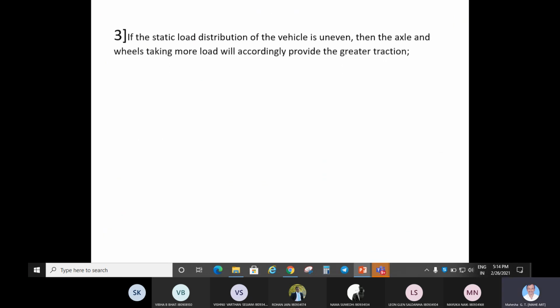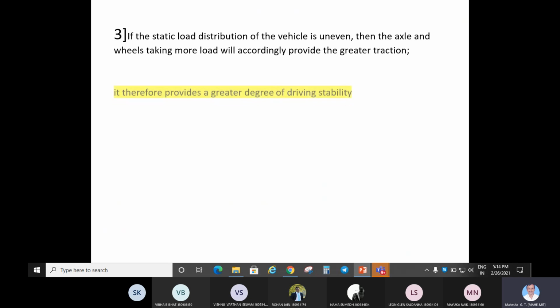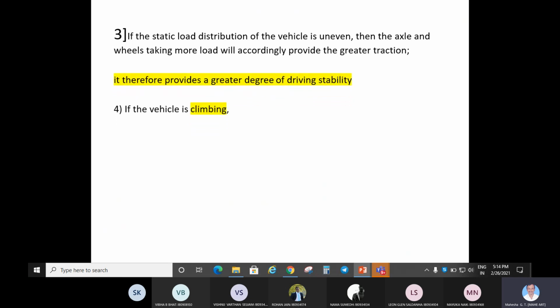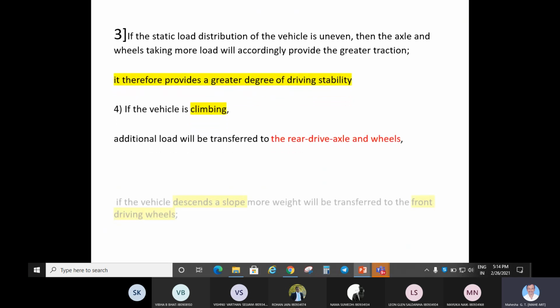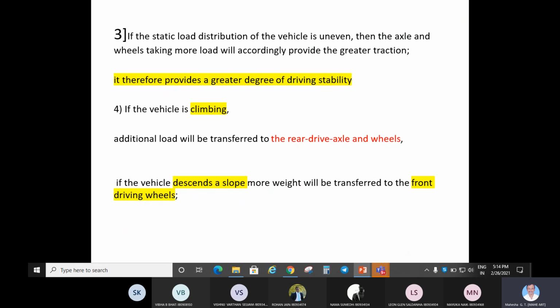Other advantages are also there. Self-explanatory, you go through. No need for me to explain all this. Just go through. Wherever any interference from me is required, please ask me. Otherwise, I think these things you can manage.